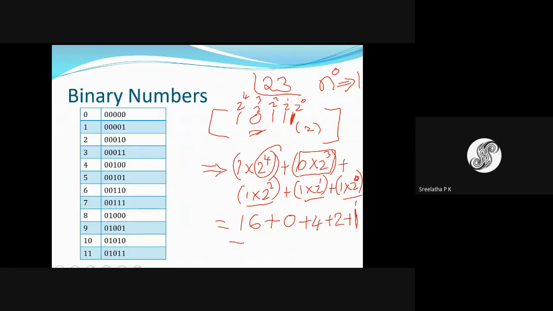Now do the summation of this. How much do you get? 16 plus 4 is 20, 20 plus 2 is 22, plus 1 is 23. So it is 23 to the base 10, meaning the decimal value. Correct. If you have a decimal value, you have seen how to convert it into binary by doing the division. And if you have a binary number, it can be converted to decimal by using this method. All of you note down this procedure.